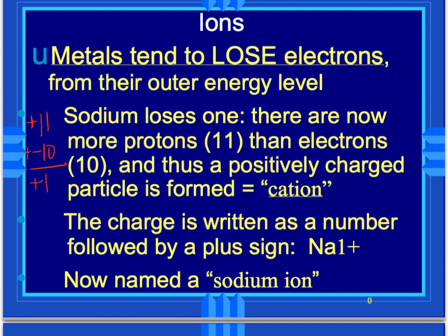So I just did a little math off to the left over here. Again, we've got 11 positive charges plus 10 negative charges. So now we have an overall charge of plus 1, and since it's positive, we call it a cation. So the charge is written as a number followed by a plus sign. So here's our sodium. We would give it a little superscript plus 1, saying that it was an ion. And sometimes we'll even just leave this 1 off and it's assumed that it's 1 plus. So now we'd say that this is a sodium ion.